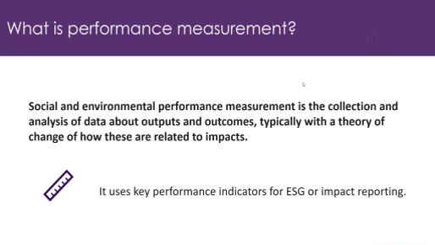At a basic level, social and environmental performance measurement is about the analysis of data about outputs and outcomes. Usually, there's a theory of change connected to how that analysis is done. This is because most banks do some of their performance measurement for their own ESG or impact reporting, or maybe to report to funders and investors so that they can use it for impact reporting. But I don't just want to talk about measurement today. What I really want to talk about is performance management.